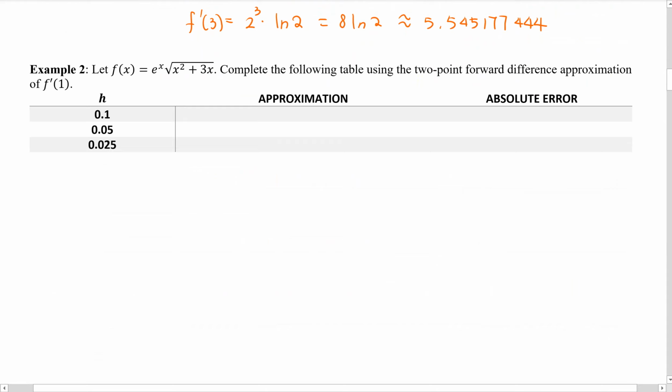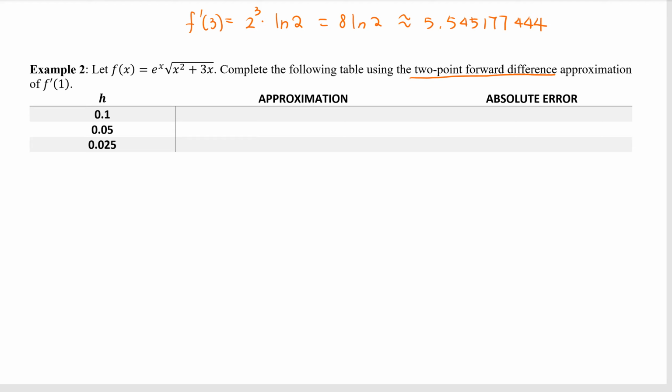Example 2. Let f of x be e to the x times square root of x squared plus 3x. Complete the following table using the 2 points forward difference formula. Here we want to calculate the approximation and the absolute error. So far, so good, everybody? And here we want to use the 2 points forward difference formula. What does that mean?